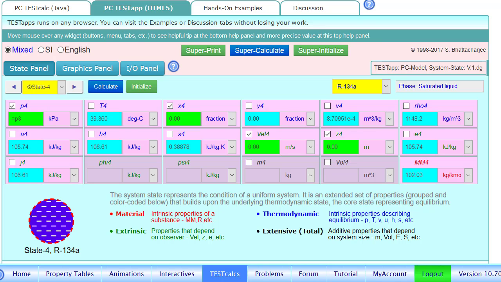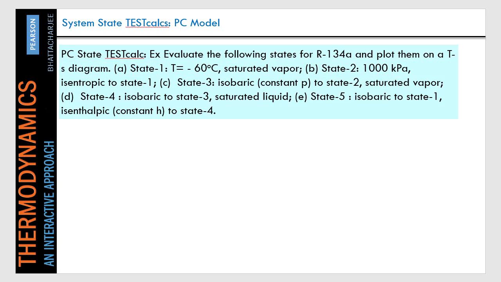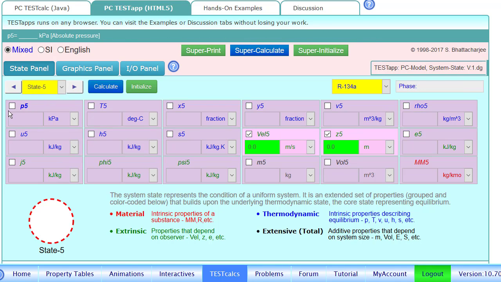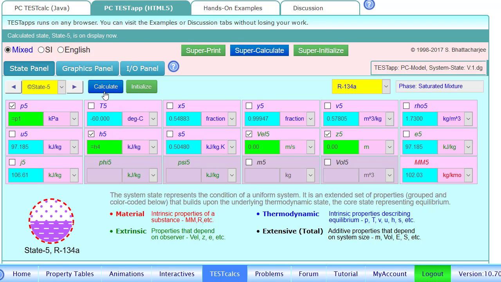All right, on to state 5, last one. We're given that it is isobaric to state 1 and isenthalpic, which means a constant H value to state 4. So in TEST, we switch to state 5, and it's isobaric to state 4, so to P1, and isenthalpic to state 4, so it equals H4. And then we can calculate, and we get the rest of our properties.